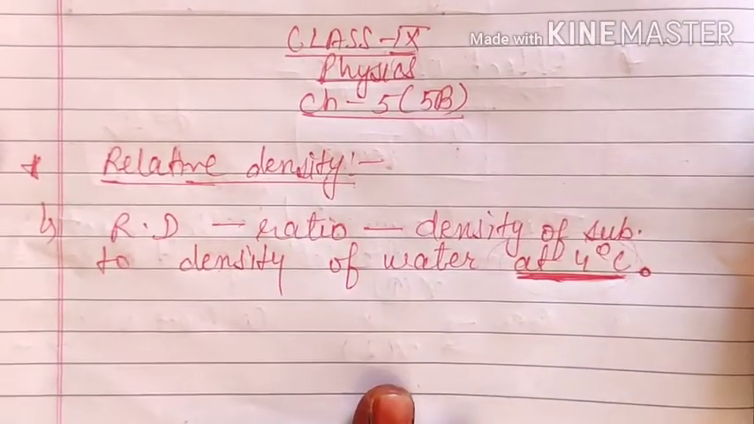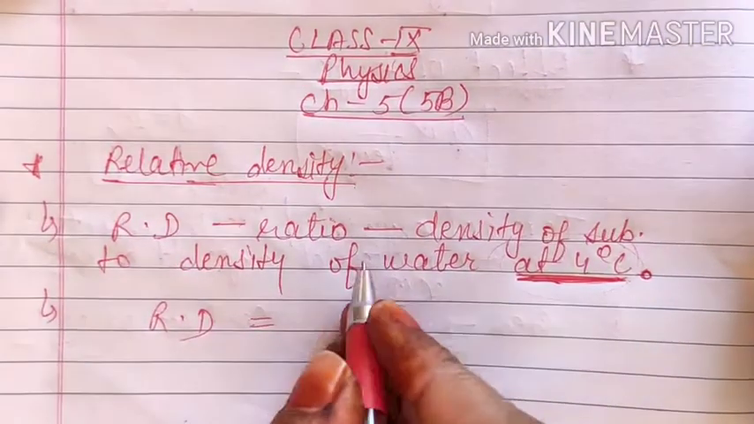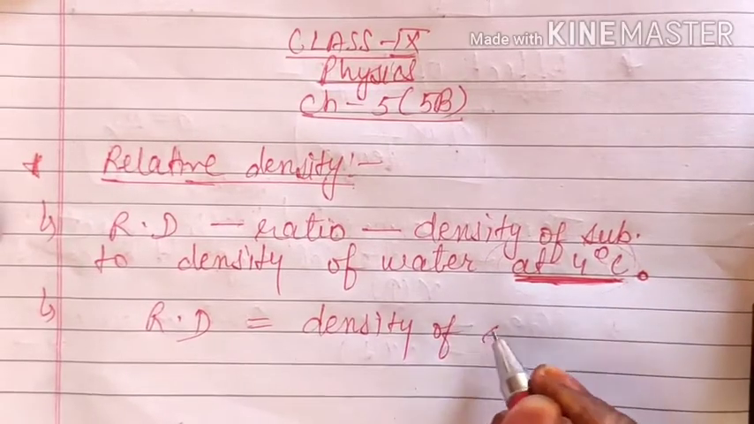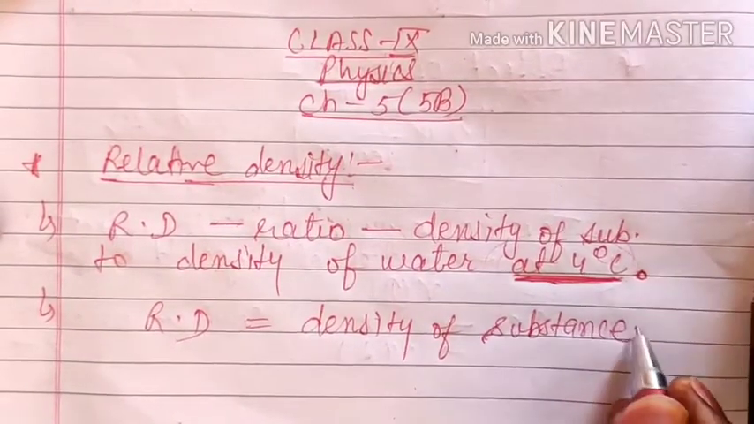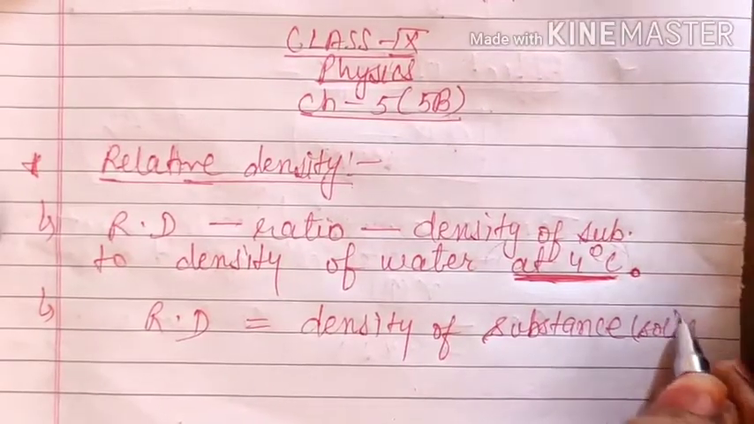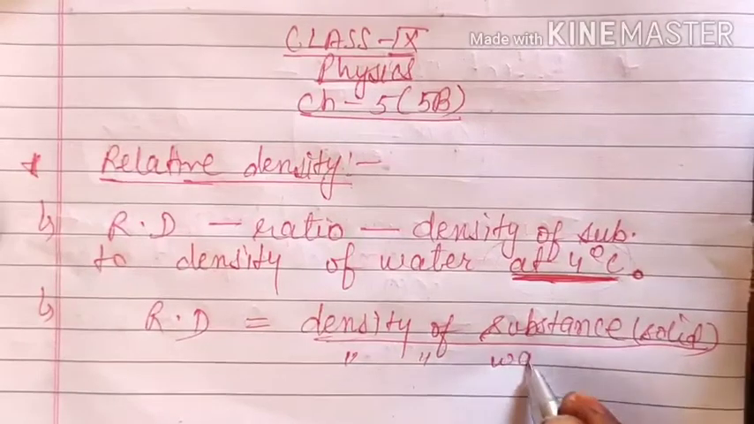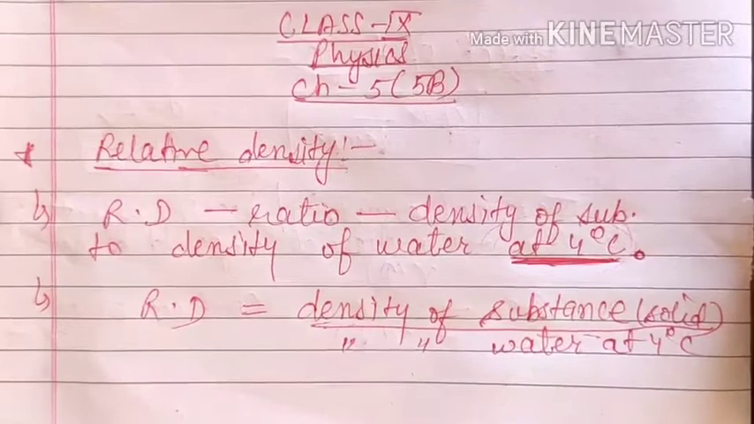Now there are two questions. The first thing is, if I write it in the form of a formula, I will write the density of substance or solid. If you are talking about upthrust, then you can say solid. Upon the density of water at 4 degrees Celsius. This is our concept for relative density.